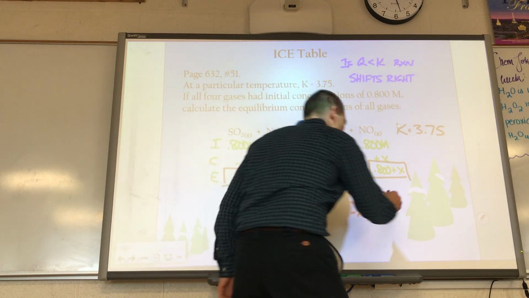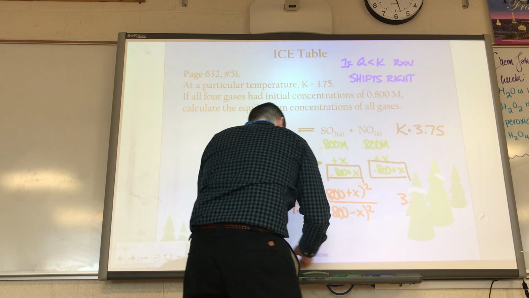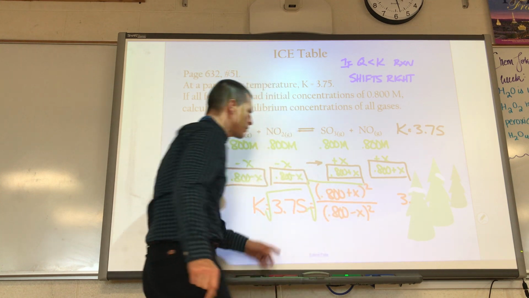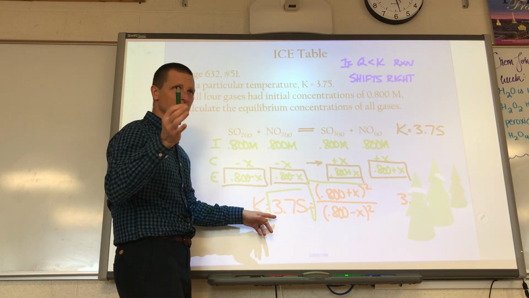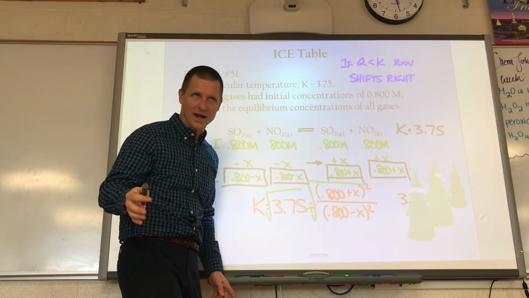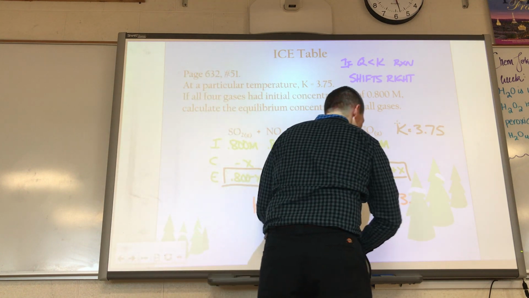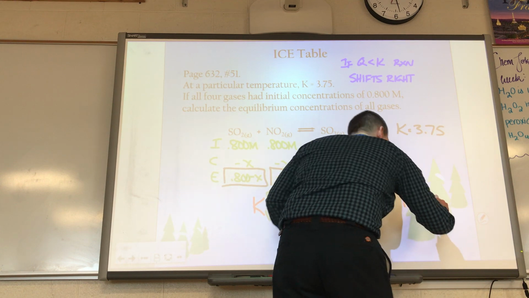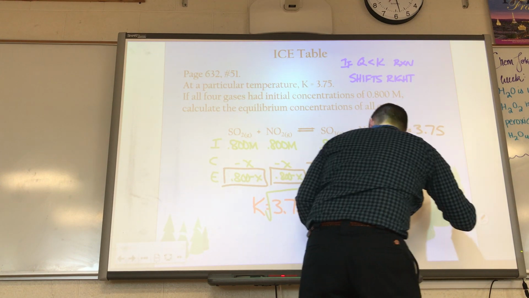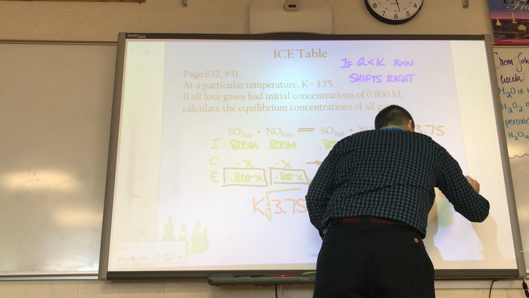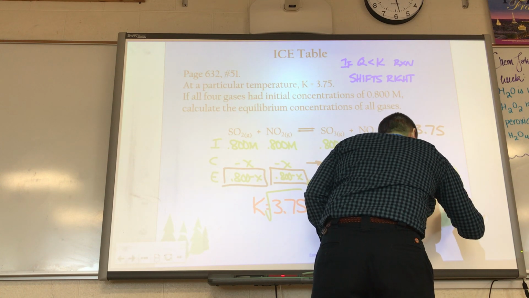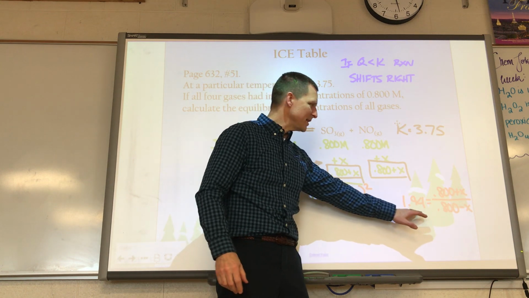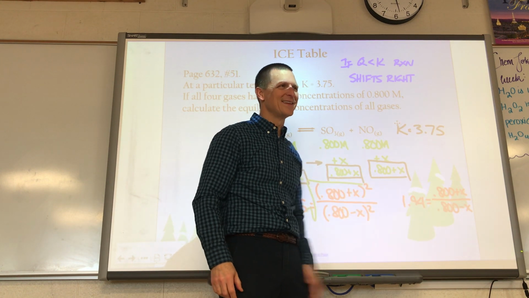So I'll just rewrite this thing. 3.7, no, sorry. It's not 3.7, it's 3.75. Take the square root of both sides. The square root of 3.75, just from doing it a couple times today, is 1.94. So 1.94 equals (0.800 plus x) divided by (0.800 minus x). Now this is something we can easily solve for x with.